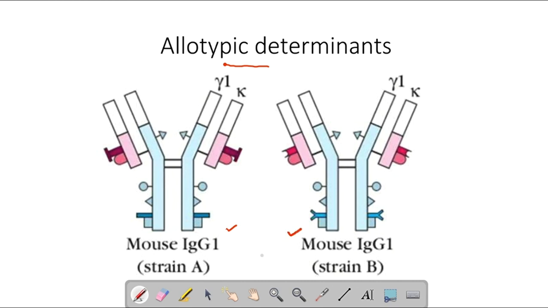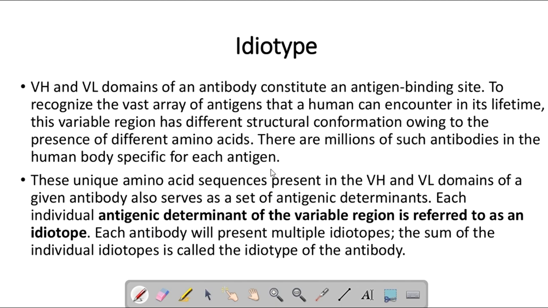Here in the figure we can see allotypic determinants. Here is mouse IgG1, and here is mouse IgG1 again; this is strain A and this is strain B. There are some genetic differences, as you can see in the figure, and due to these genetic differences these are called allotypic determinants.